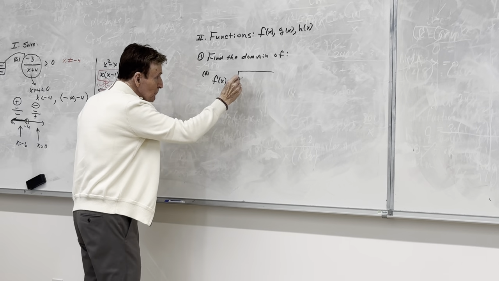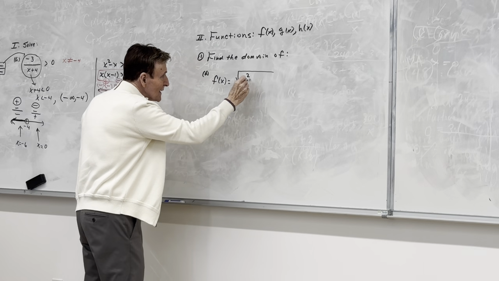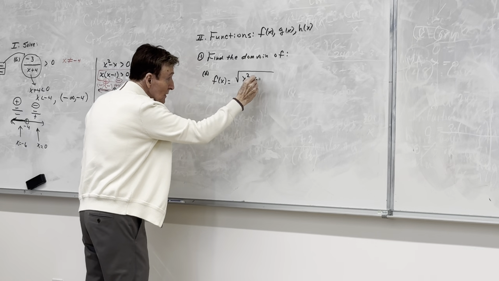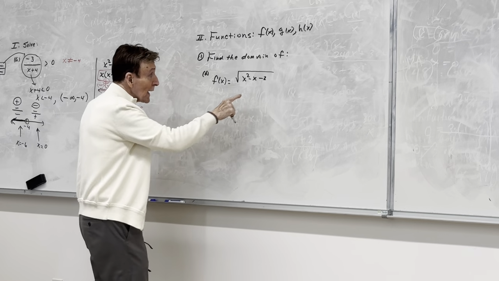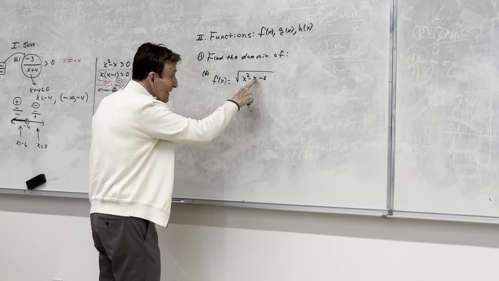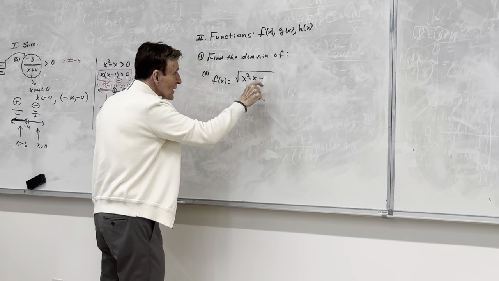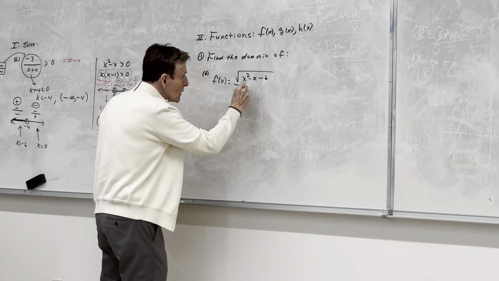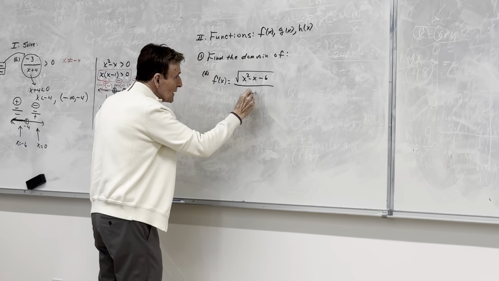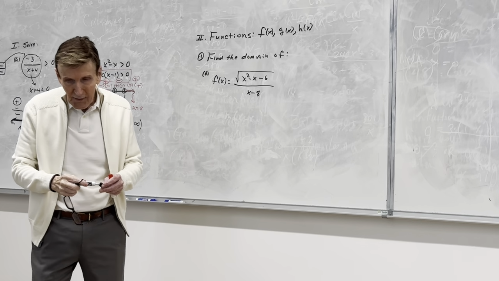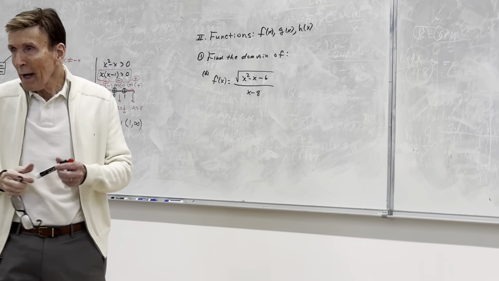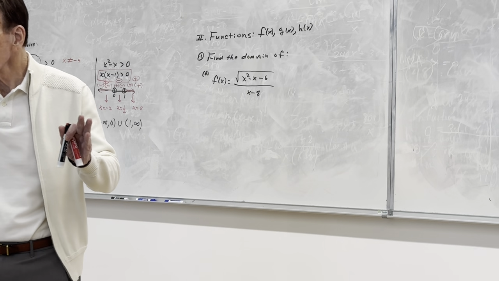Now, I may not get the same problem here. x squared minus x minus 6? No, it's x squared minus x minus 6. Oh, minus 6 right here. Yeah. Sorry about that. Over what though? Over x minus 8. Now, that's a nice problem. That is a wake up. I'm in pre-calc.